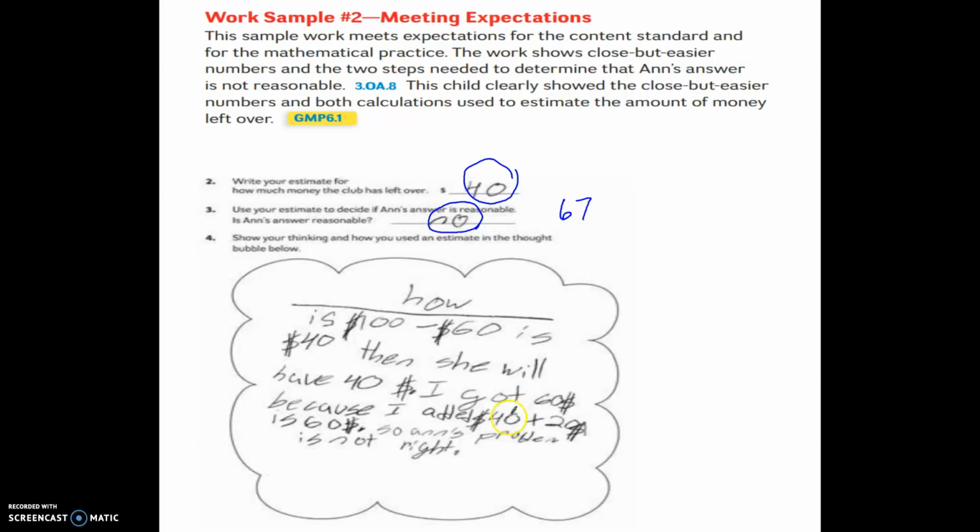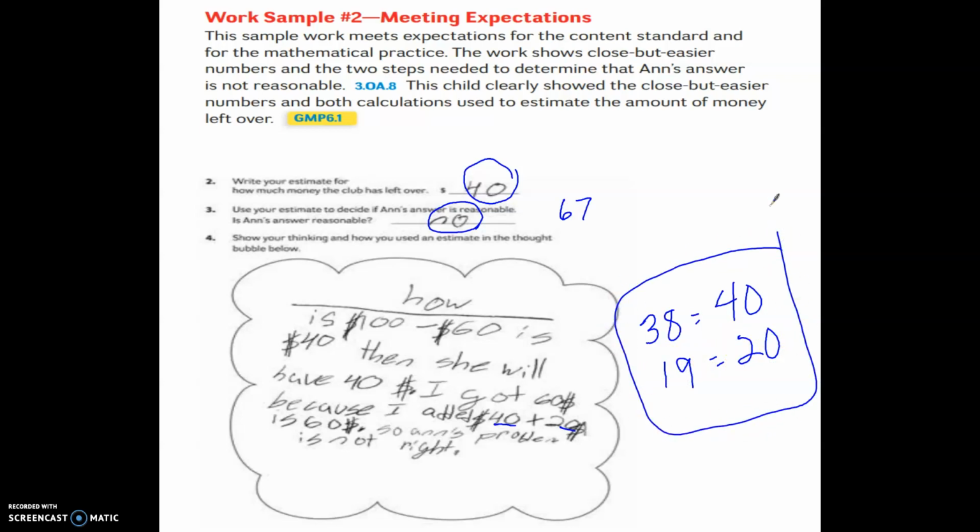I agree that the student should have added the 40 and the 20. But what the student did not show us was how they took that 38 and made it be 40, and how they took that $19 and made it be 20. Showing this is important. That lets the reader, me and you, understand how they got this 40 and 20 to begin with.